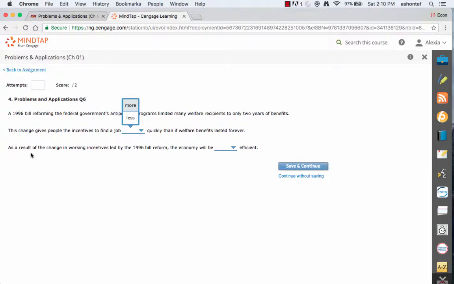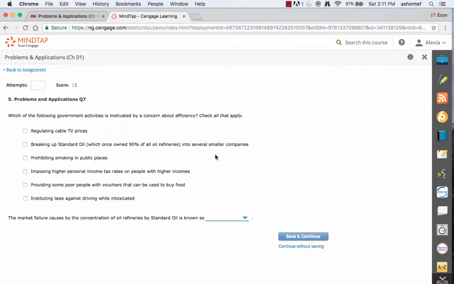And then the next one says, as a result of the change in working incentives led by the 1996 bill reform, the economy will be, and then again you have the choice, either less or more efficient. And when you answer this, whether you agree with this or not, you want to be thinking of this from the economic standpoint of efficiency. And with efficiency, think of the production possibility frontier. What we always want to have happen is we want to have all our resources being used to their maximum potential. So from an economic standpoint, we're always going to want people able to work.